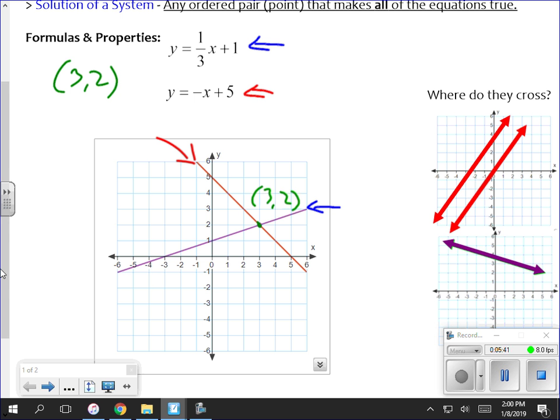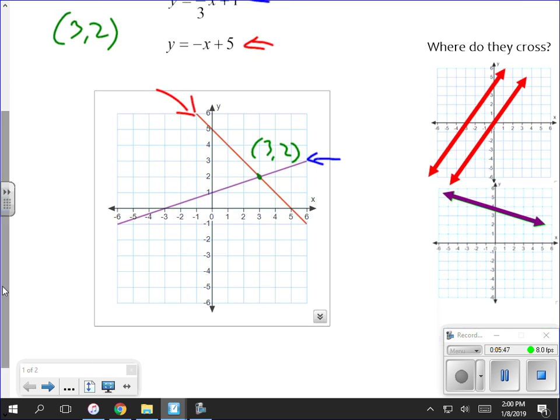Now, it's kind of cut off a little bit, but over here to the side, there are a couple of other examples. Okay, I have 2 other examples here. This is what happens most of the time. You have 2 lines, they cross each other. Where they cross at one point. You have one answer.